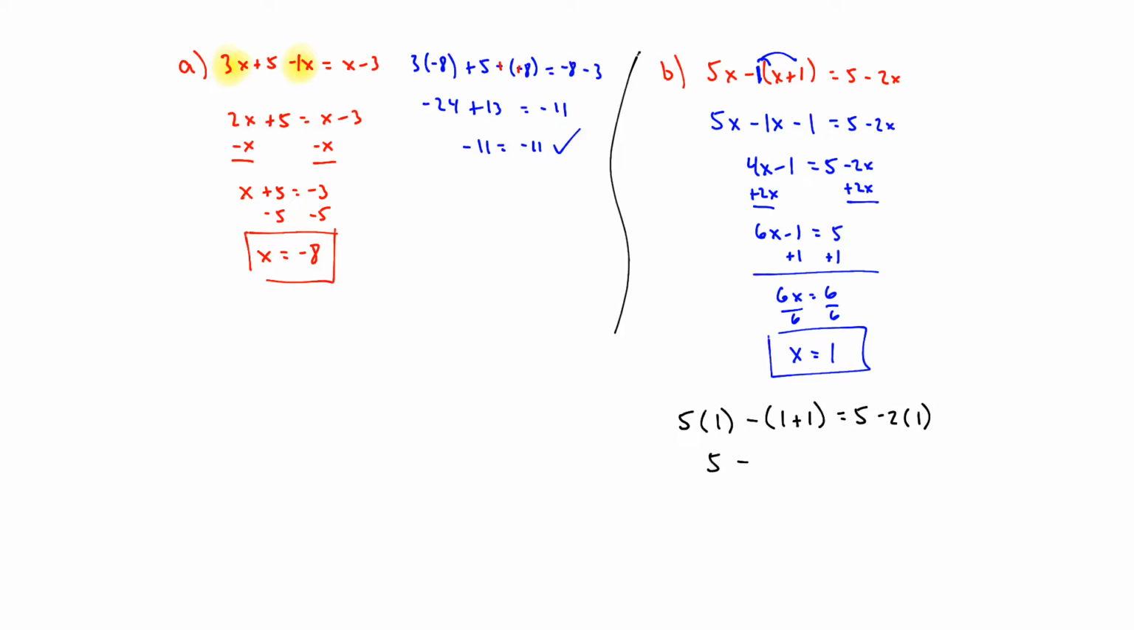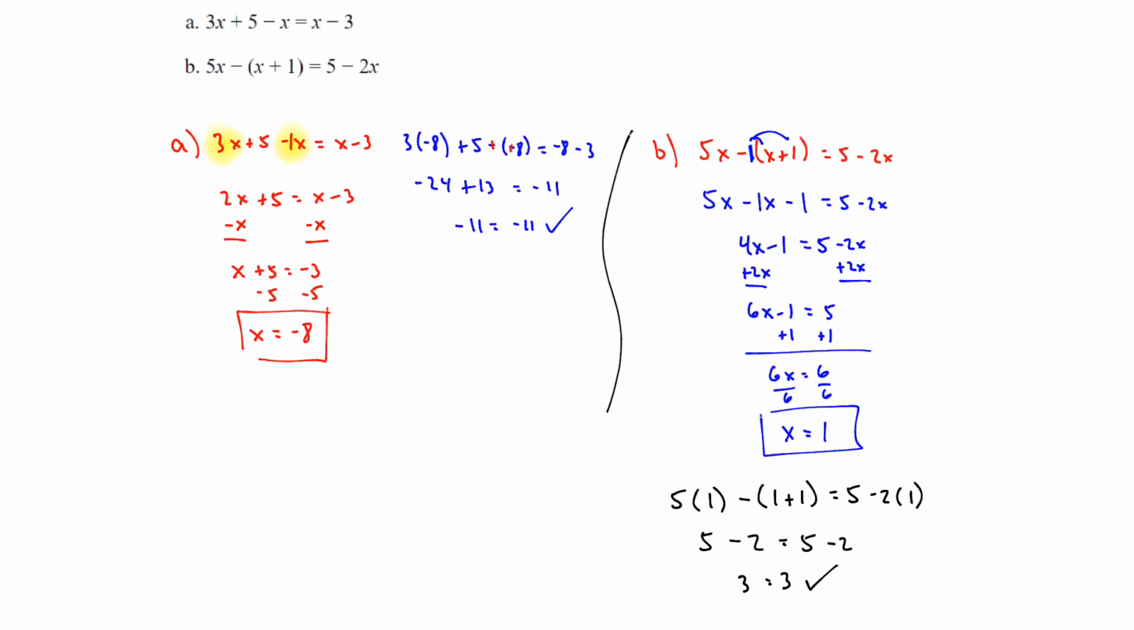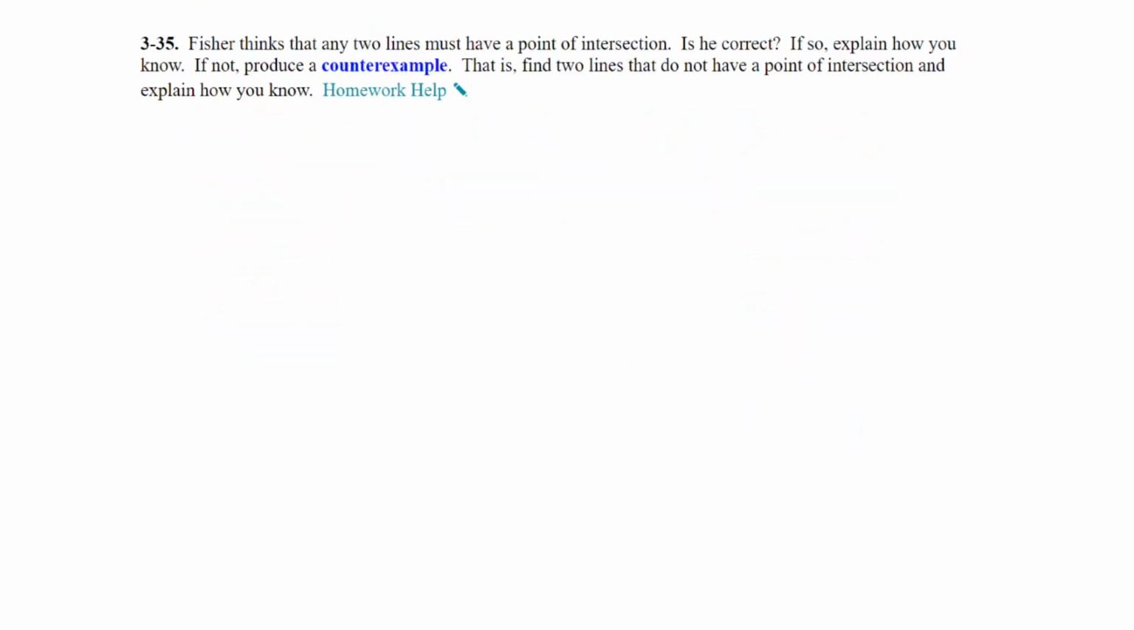So 5 minus 1 plus 1 is 2. And then 5 minus 2, so you can see they will be equivalent. 3 is equal to 3. So the check does work. So that's how we continue to work on solving equations.